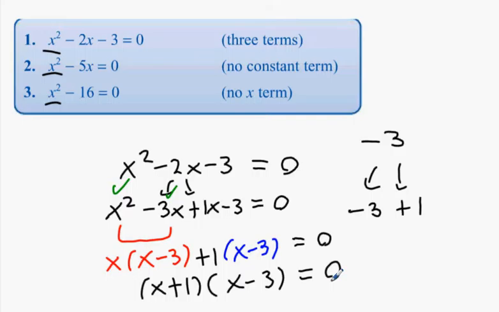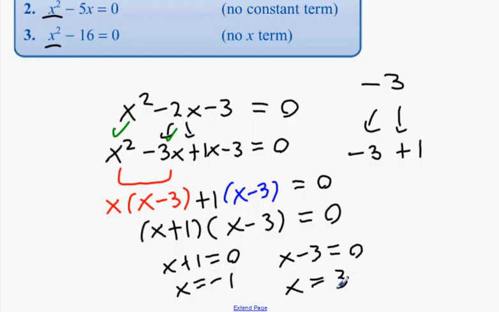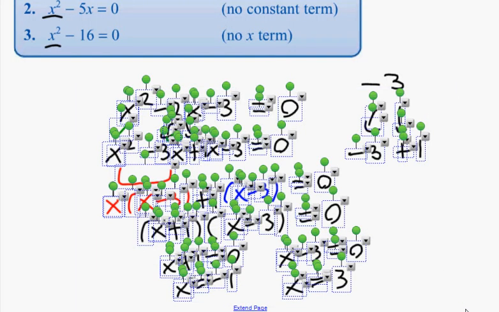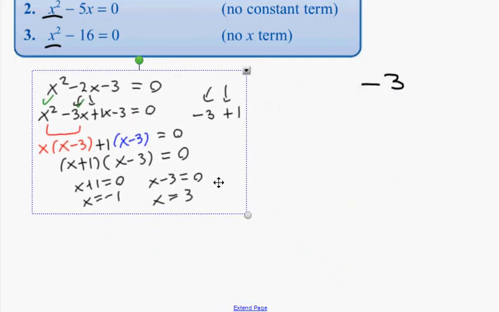But if it's a solved question, you've got to go a bit further. What's left then? x plus 1 equals 0, and then x minus 3 equals 0, so x equals minus 1 and x equals 3. Everybody alright with that? Cool? Alright. Now, put this one in its place.